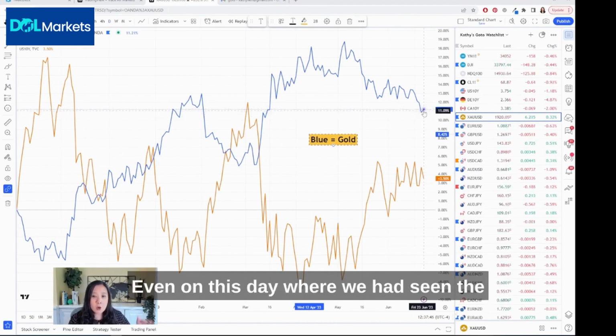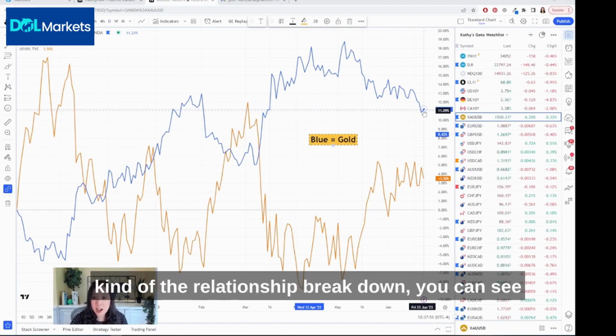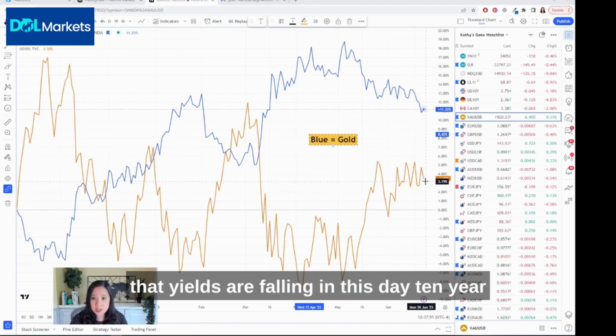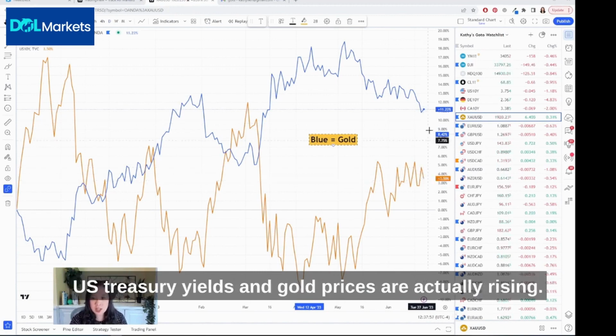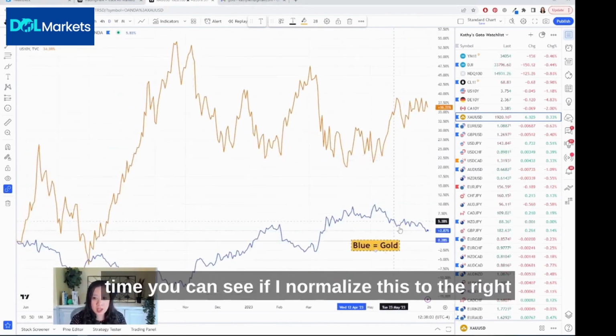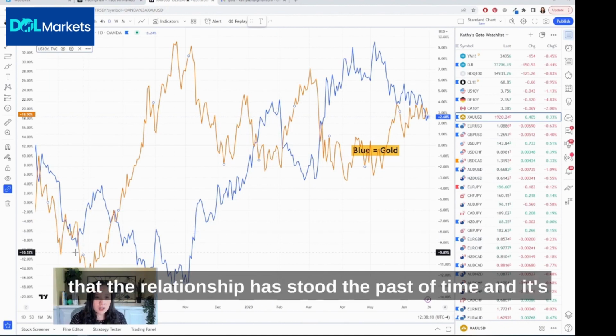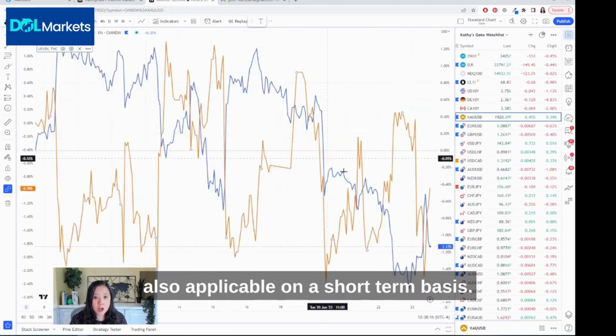Even on this day where we had seen the other charts between the dollar as well as stocks kind of have the relationship break down, you can see that yields are falling on this day, 10-year US Treasury yields, and gold prices are actually rising. And even if we zoom out to a longer period of time, you can see, if I normalize this to the left-hand side, that the relationship has stood the test of time. And it's also applicable on a short-term basis.